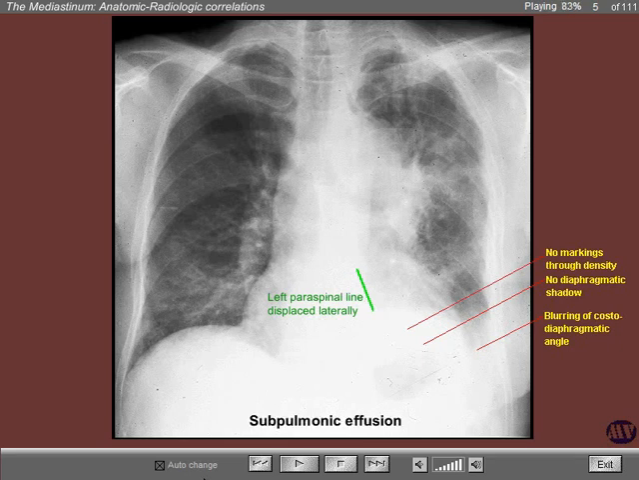The lateral displacement of the left paraspinal line is another sign of a subpulmonic effusion. Note that this patient also has a density in the left juxtahilar region. The patient had a bronchial carcinoma which was non-resectable.